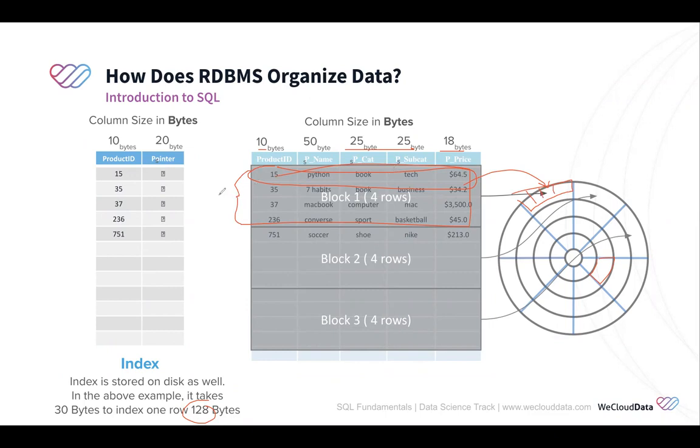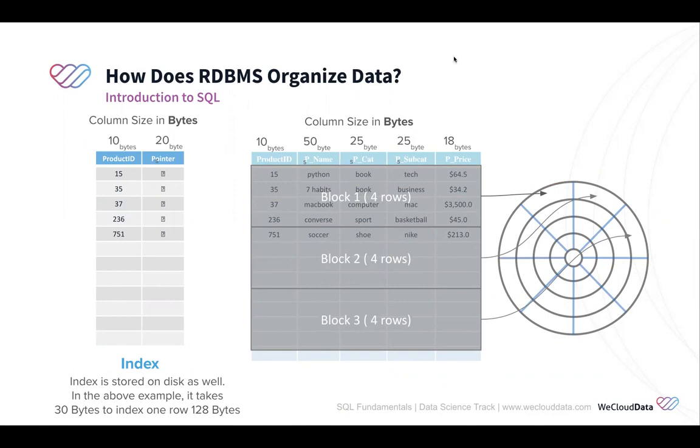So that essentially means that if we would like to access product ID 37, which is the 3rd row, we just need to go to block 1, and then we'll read the entire block 1, and then we just find the 3rd row, which is product ID 37. Okay. So that's how the data from a table gets stored on the blocks.